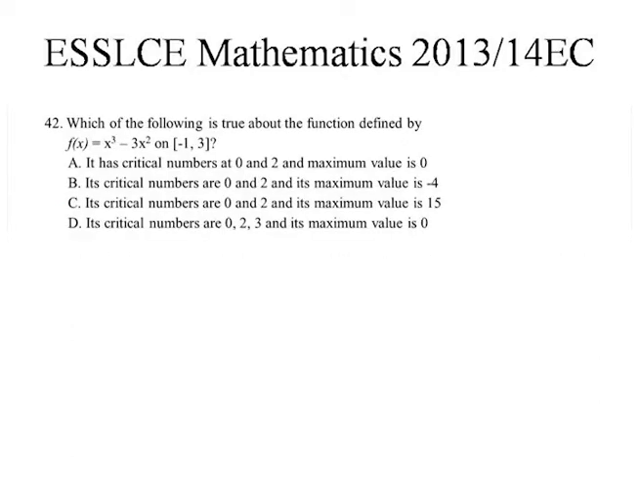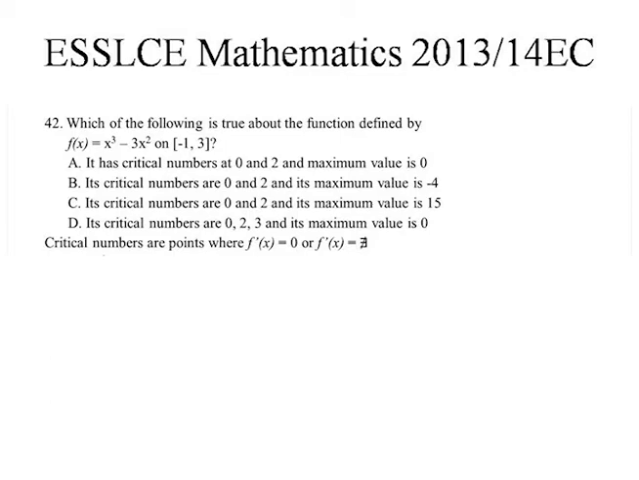Question number 42. Which of the following is true about the function defined as f of x is equal to x cubed minus 3x squared on the closed bounded interval from -1 up to 3? All the choices are talking about critical numbers. So let's define what critical numbers mean. Critical numbers are points where f derivative of x is equal to 0 or f derivative of x doesn't exist.